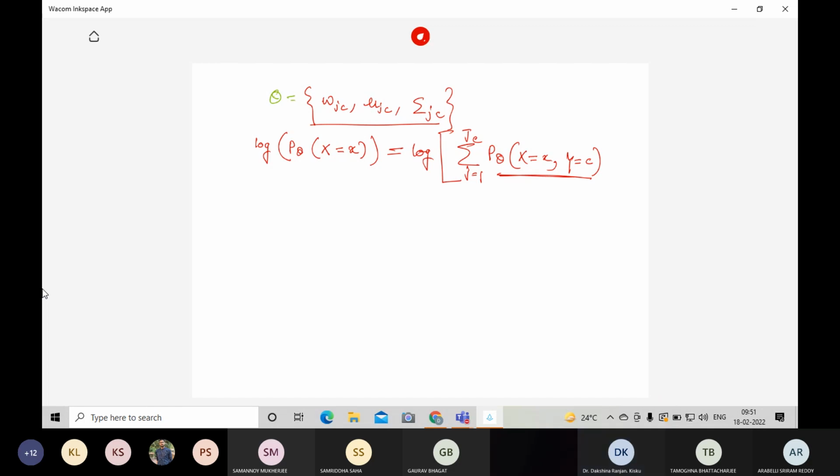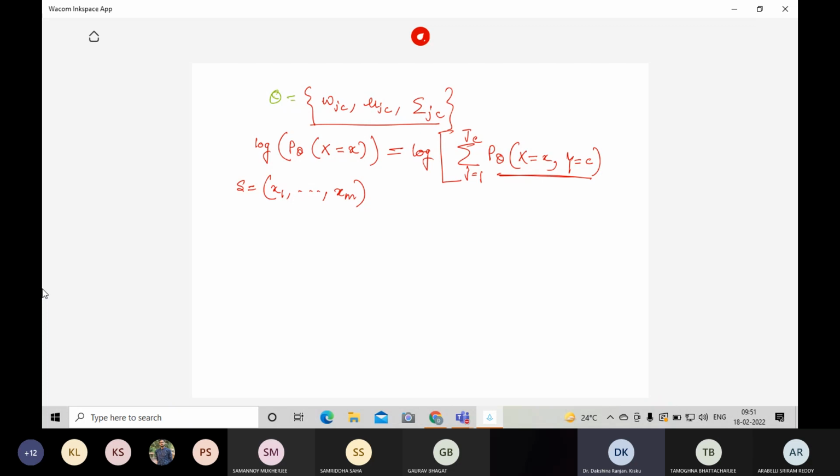Now again we are considering S equals to x1, x2 up to xm. So this S is nothing but the independent and identically distributed sample. And here we would like to find the theta that maximizes the log likelihood of S.